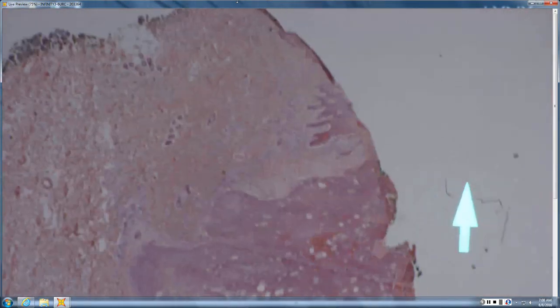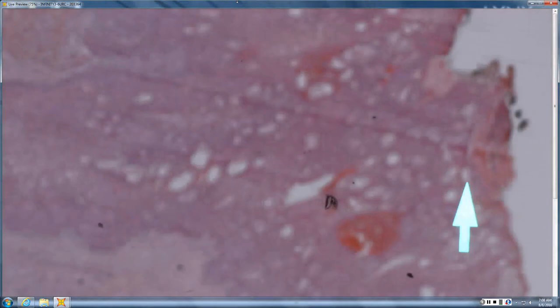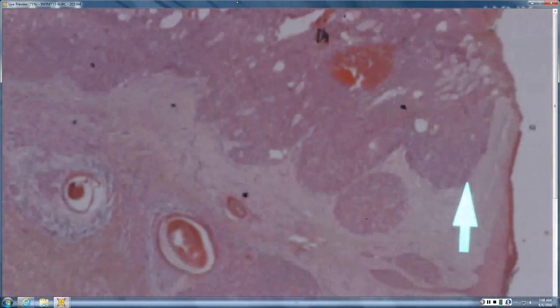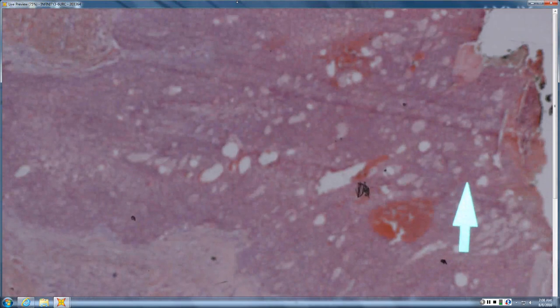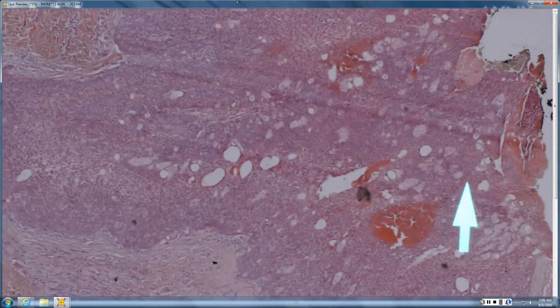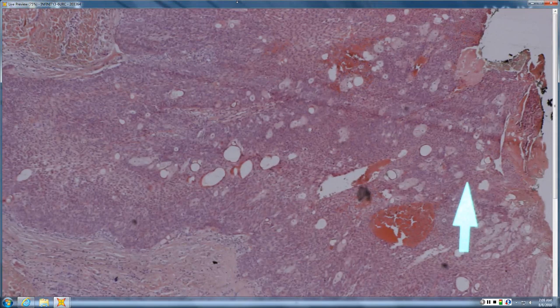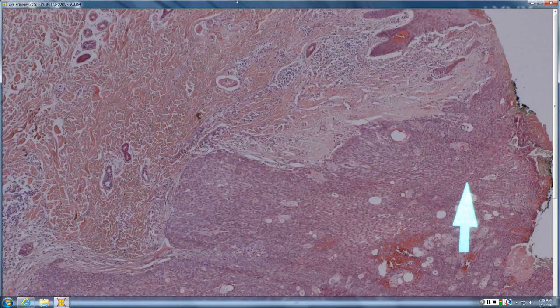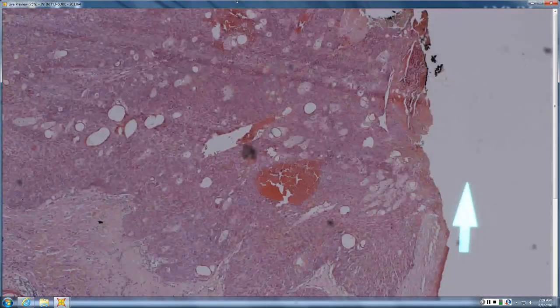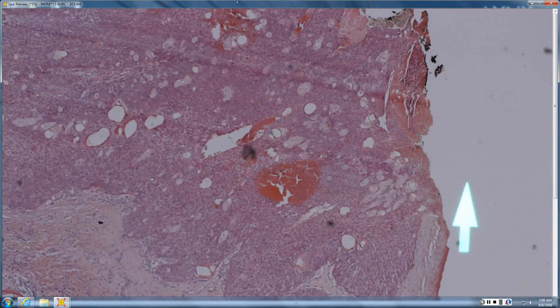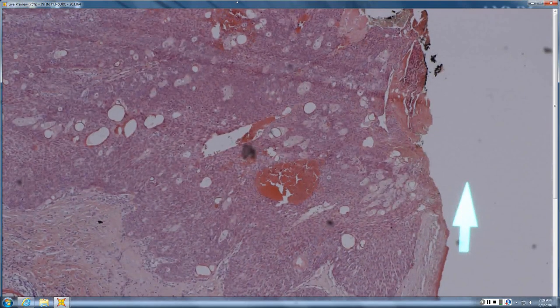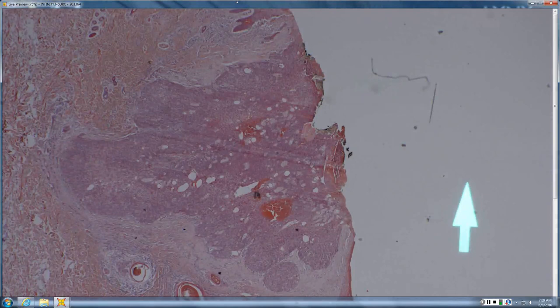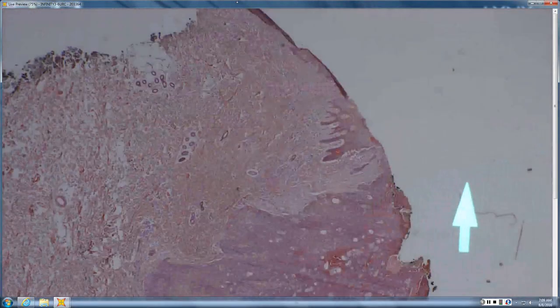Good. So 10. We're still in the sebaceous area, and so this one's got more than 50% or less than 50% basaloid cells? More. Good. So we'll call this one a sebaceoma. Some people will call them sebaceous epitheliomas, but I think that just confuses everybody. So, sebaceoma. Okay?